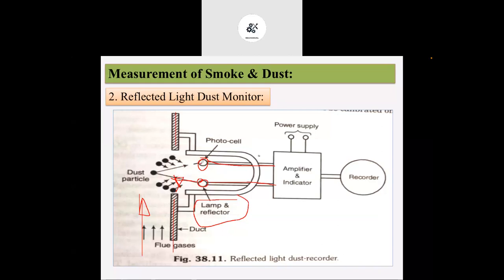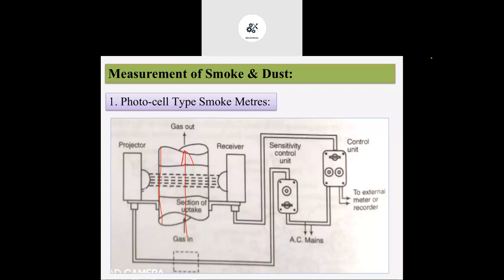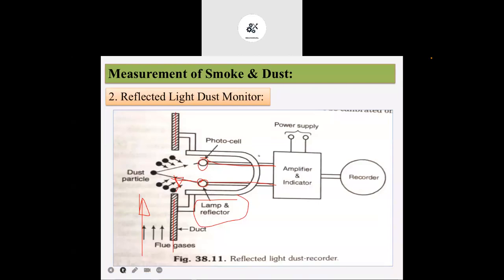Now, the main advantage is that there are no chances of dust particles being deposited on the lamp or photocell, because those are not in direct contact with the dust. Whereas in the previous meter, the projector and the receiver are directly in contact with the flue gases. So that is the main advantage of the reflected light dust monitor.